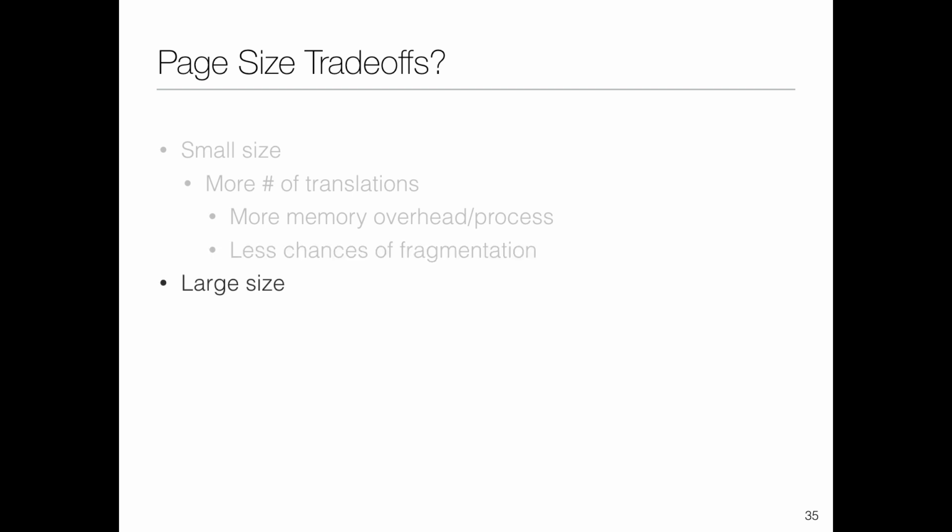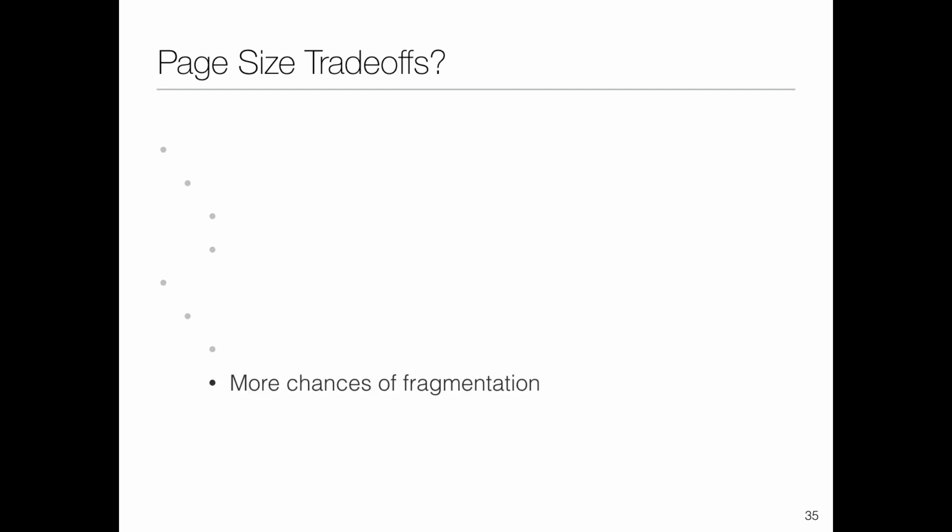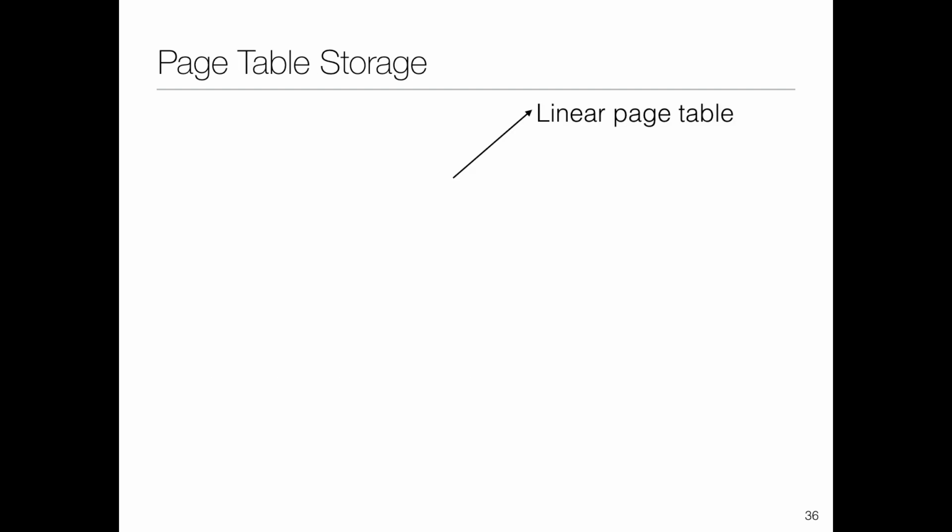But if you have a large size, as we saw, we'll have fewer translations required, which is good in some sense, which also means there is less overhead per process. But it's bad because now the chances of internal fragmentation increase, which will eventually lead to external fragmentation at some point.